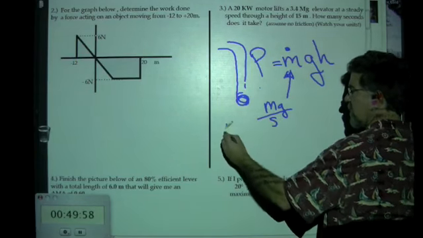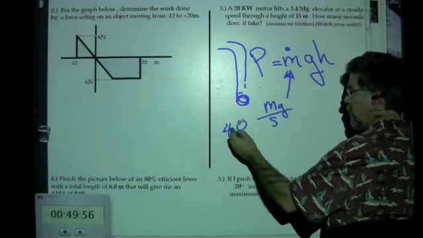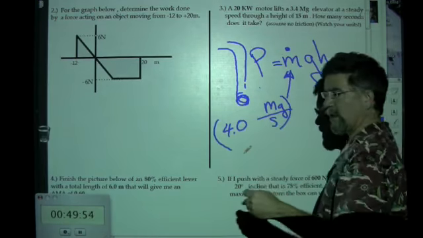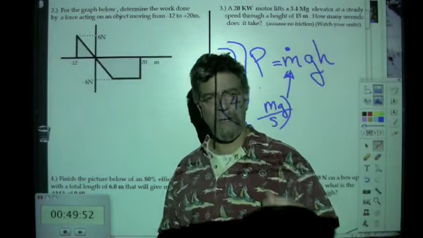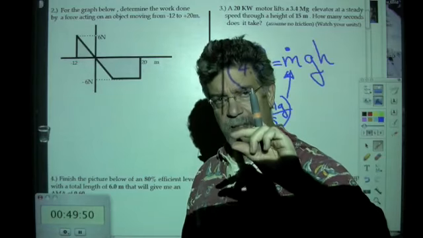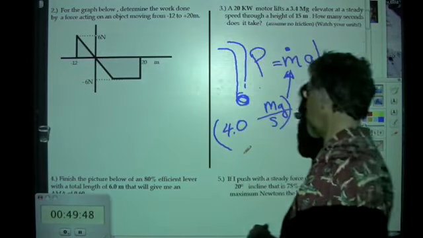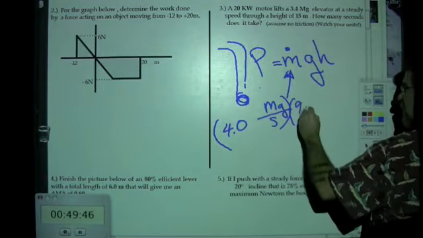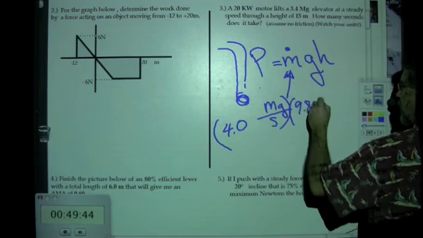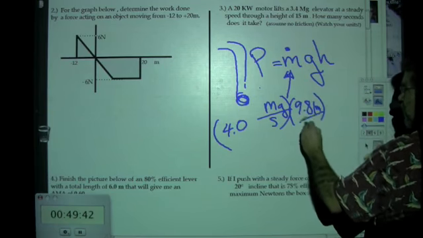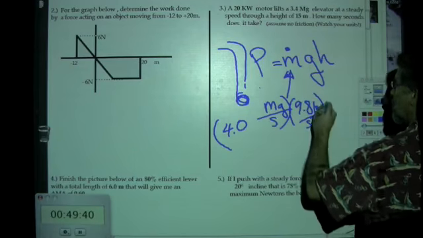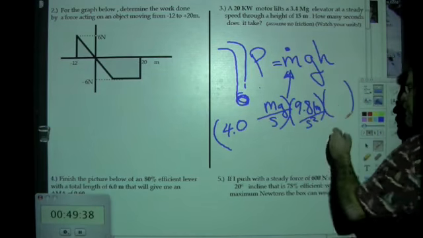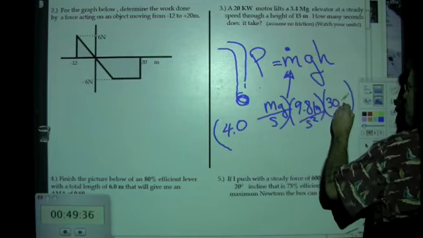Let's say my flow rate is 4.0 megagrams per second. That's how much water is falling past a certain point per second. That's the flow rate. And of course, g is 9.81 meters per second squared. I'm trying to hurry here because I'm low on time. And let's say it's falling from 30 meters, okay?